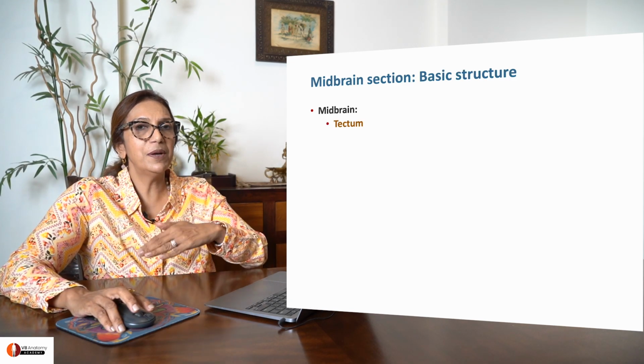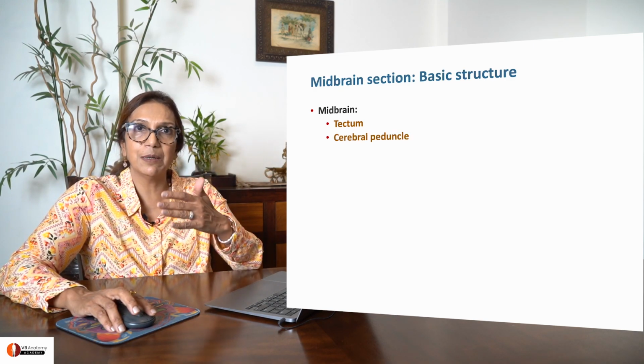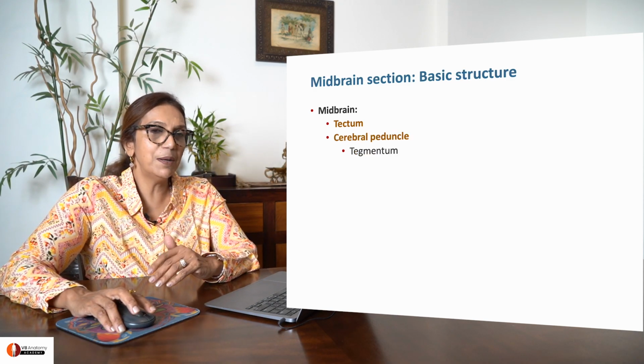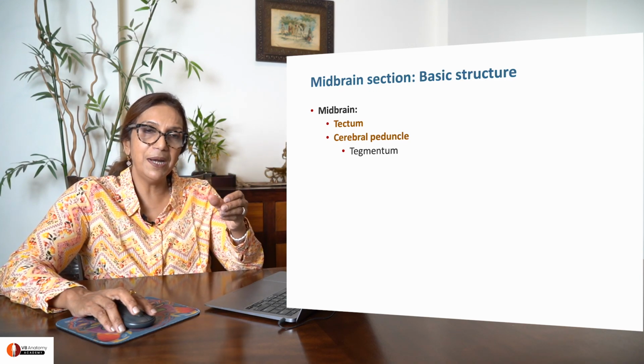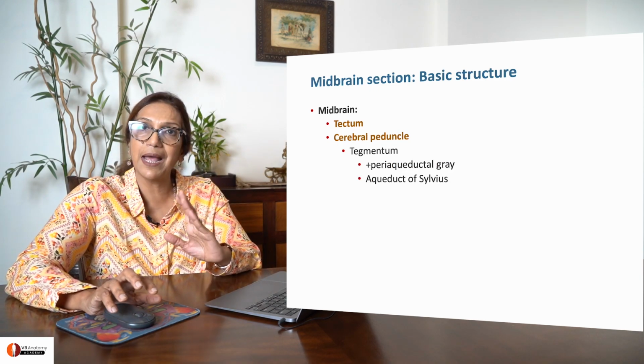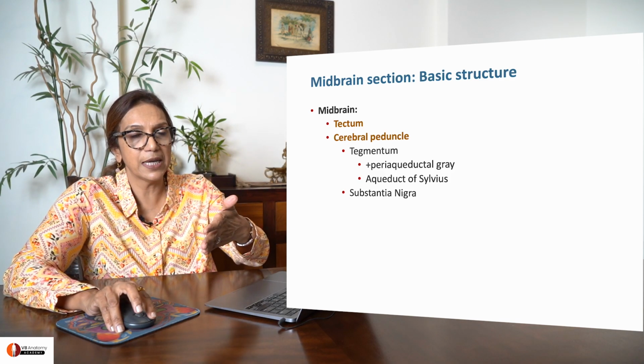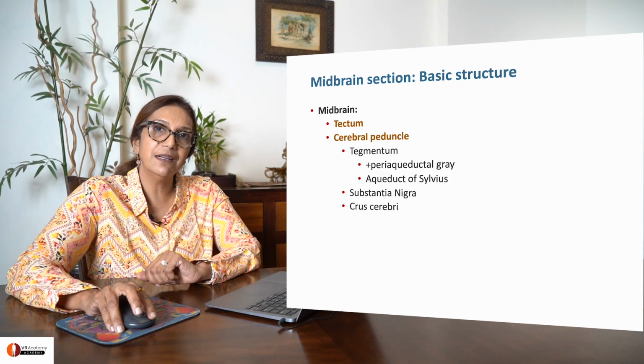Any section of midbrain will posteriorly be made up of tectum, anteriorly be made up of cerebral peduncle. Your cerebral peduncle is made up of tegmentum in front, which is consisting of periaqueductal gray and aqueduct of Sylvius. In front of it will lie substantia nigra. In front of that will lie the crus cerebri.